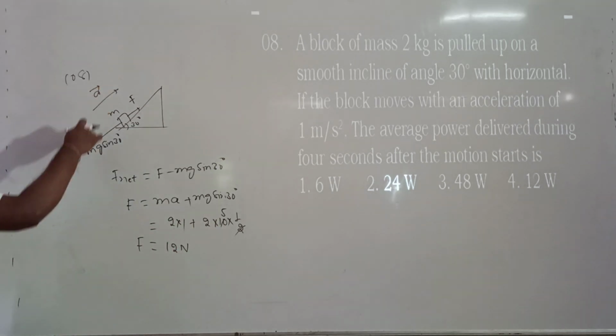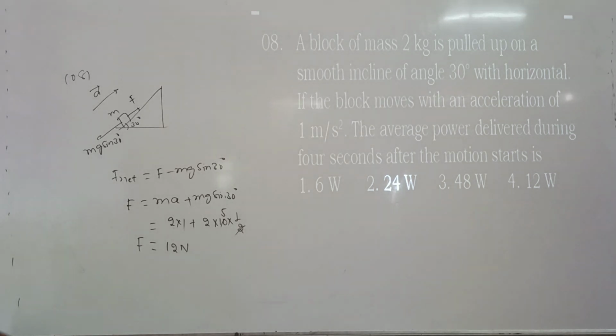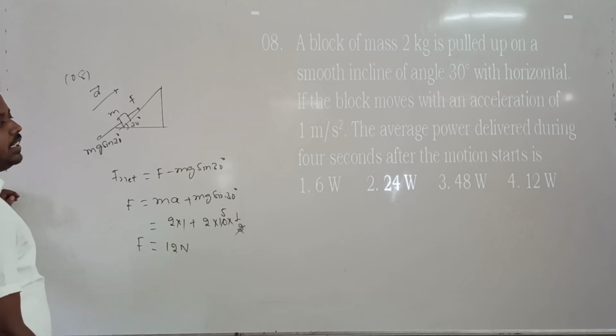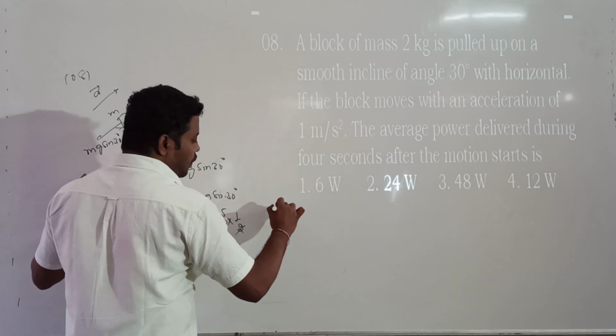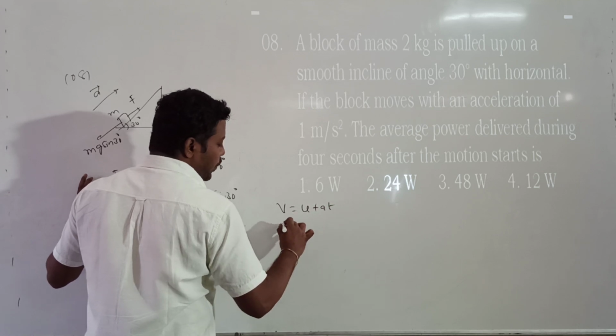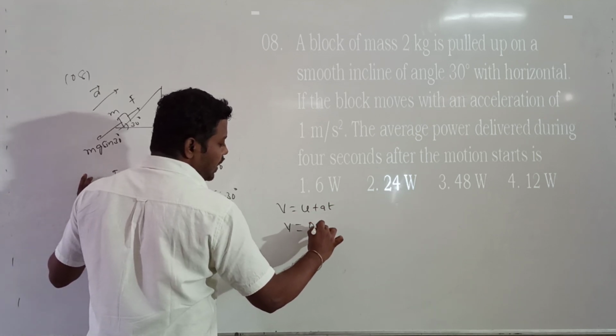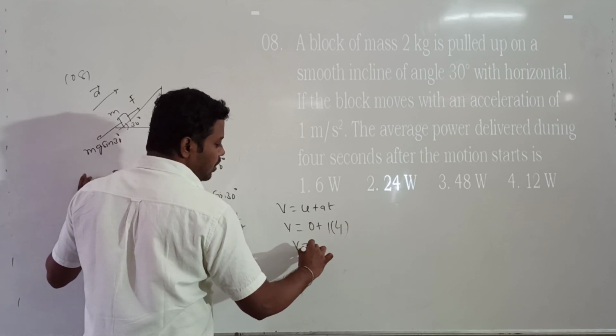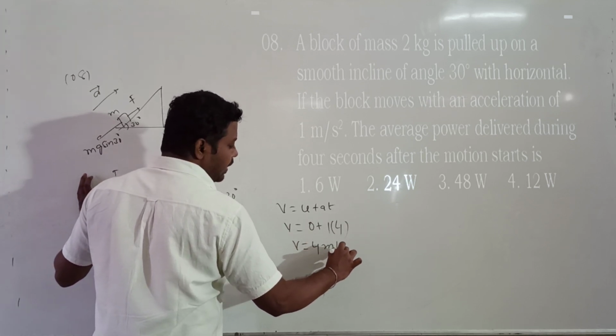How much force is applied on the block? 12 newtons. Now what do we want to calculate? Power after 4 seconds, the average power delivered. To calculate the power, we need the velocity. What is the velocity after 4 seconds? v is equal to u plus at. v is equal to 0 plus a, which is given as 1, and the time is 4. So v is equal to 4 meters per second.